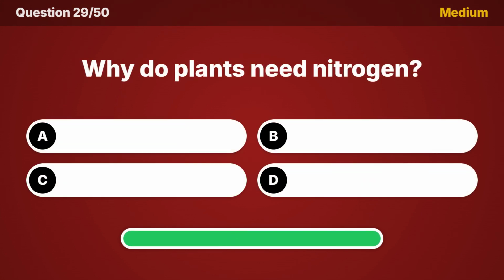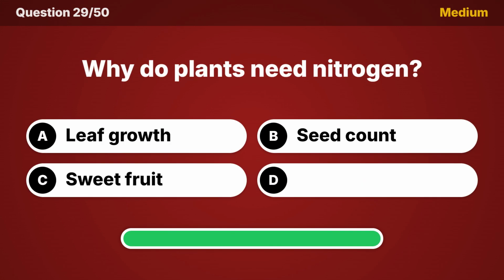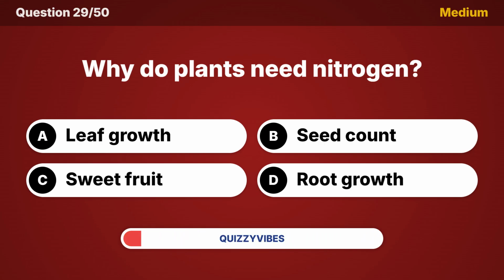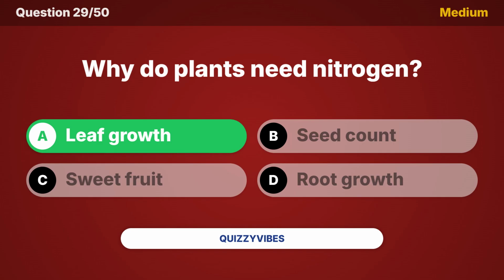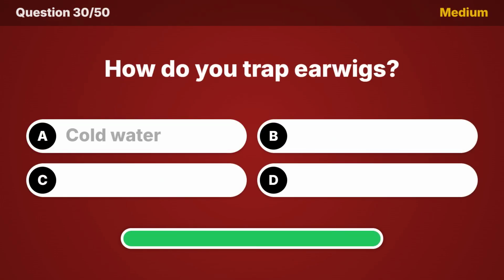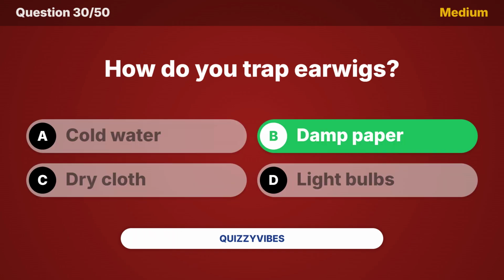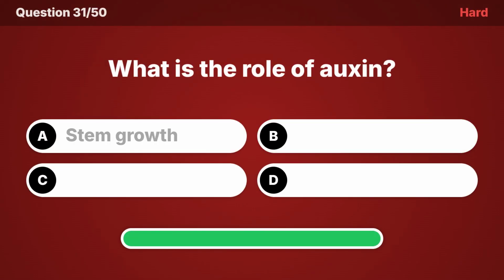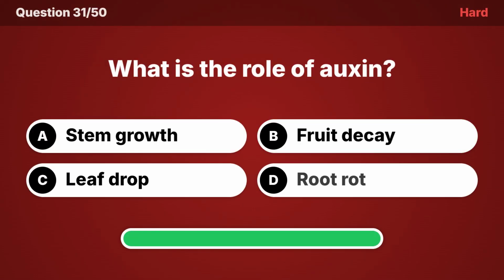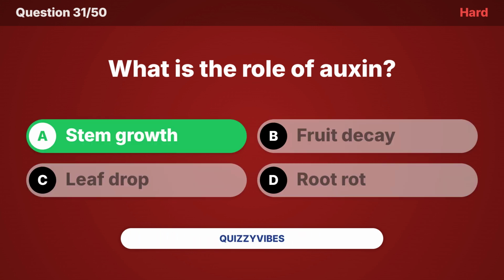Why do plants need nitrogen? The answer is leaf growth. How do you trap earwigs? Did you guess it? The answer is damp paper. What is the role of auxins? Did you guess it? The answer is stem growth.